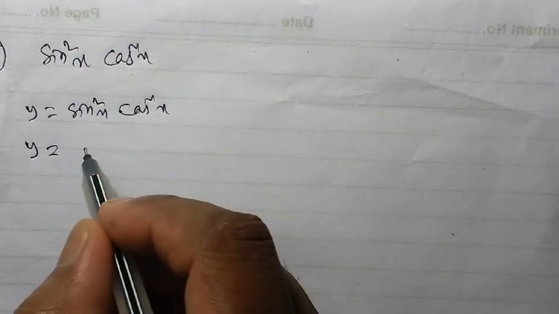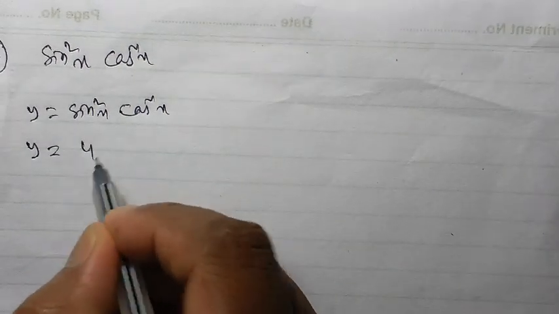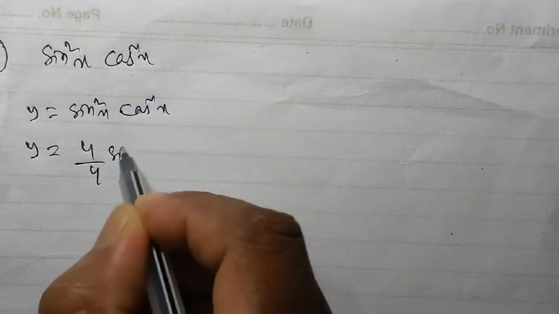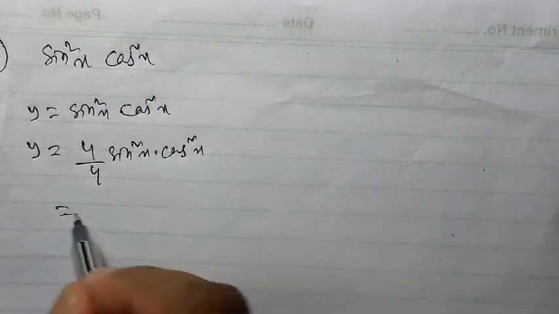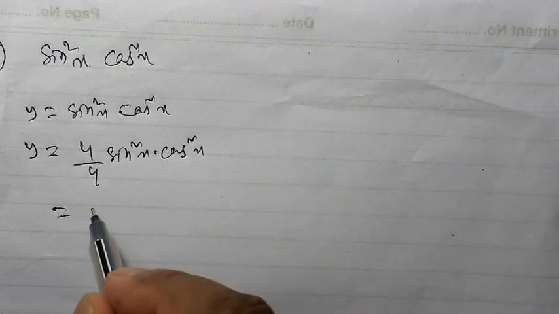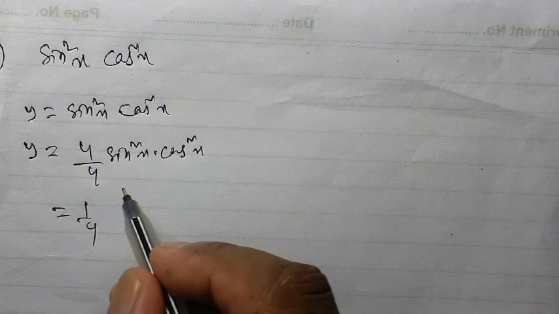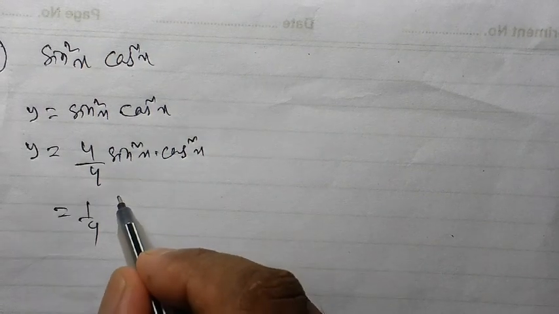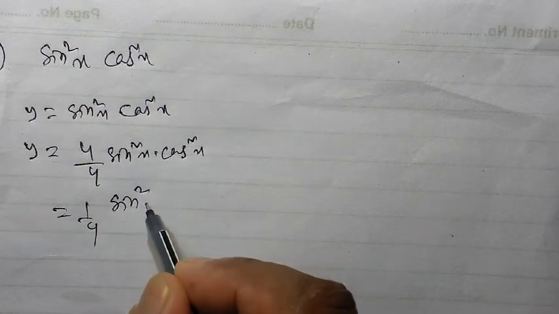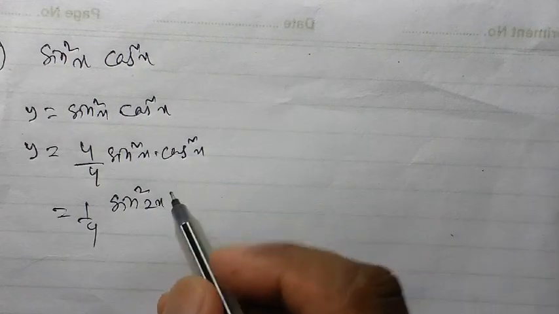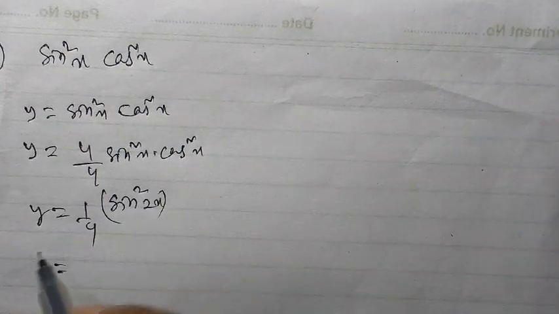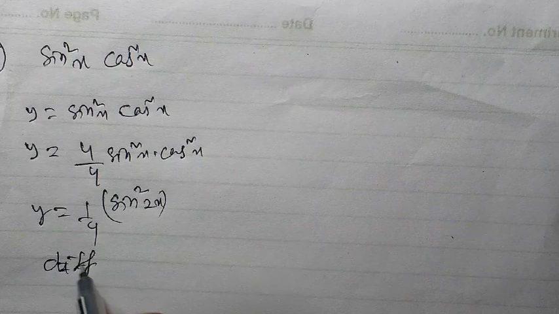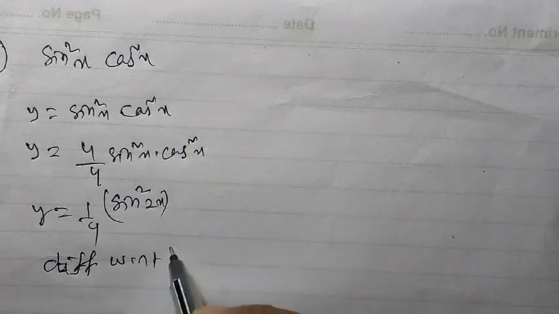Just multiply by 4 and divide by 4. This becomes 4 sin square x cos square x, that is sin square 2x. So y is equal to 1 by 4 sin square 2x. Differentiate with respect to x.